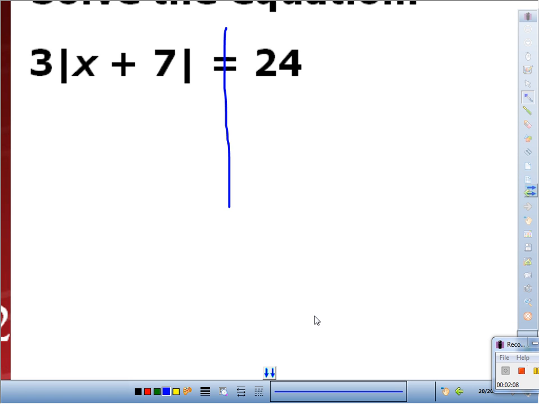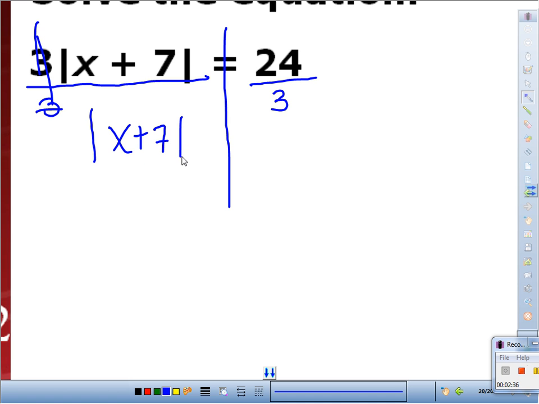According to the steps that we wrote down yesterday, step one, isolate the absolute value by using inverse operation. Here's the absolute value. What's next to the absolute value? The 3. What is it doing? Multiplying. So what is the inverse operation of multiplication? We divide by 3, on both sides. Therefore, we end up with absolute value of x plus 7 equals 8.